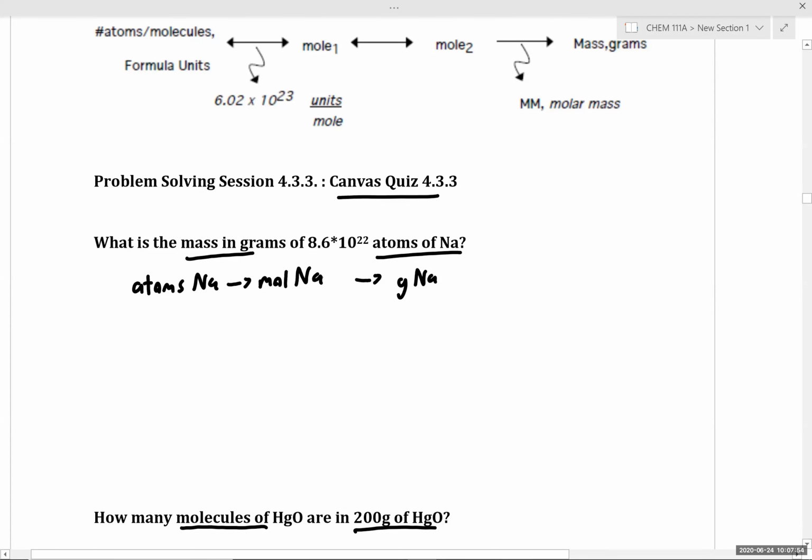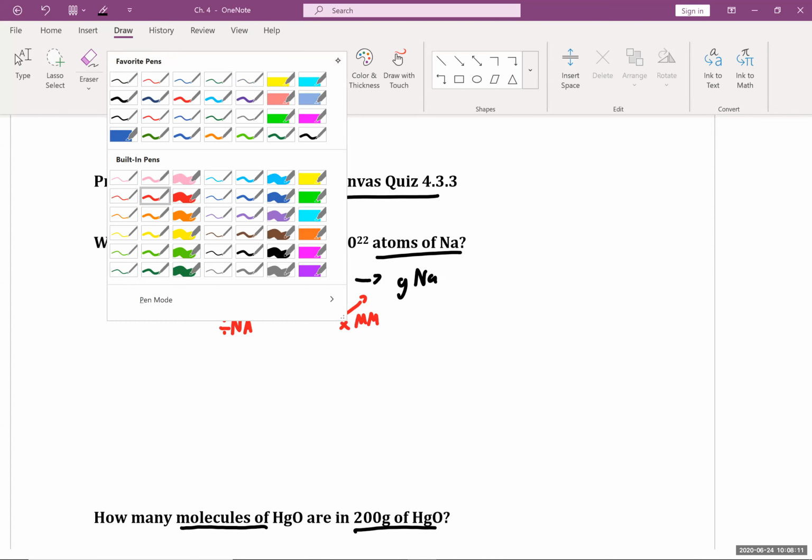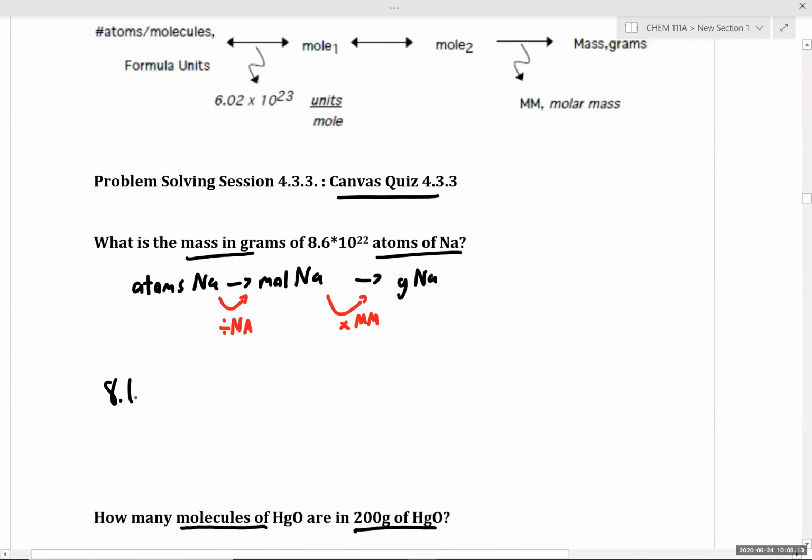So just to fill in the blanks here a little bit, to go from atoms of sodium to moles of sodium, we're going to divide by Avogadro's number, and to go from moles to grams, we're going to multiply by the molar mass. So now that we have everything laid out for us, let's just plug in our numbers. We have 8.66 times 10 to the 22nd grams of sodium. And we know that in 1 mole of sodium, we have approximately 23 grams of sodium.